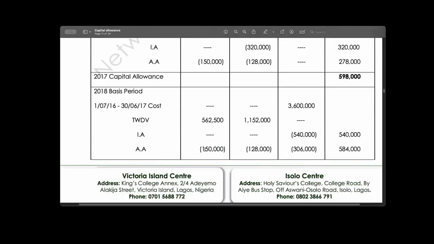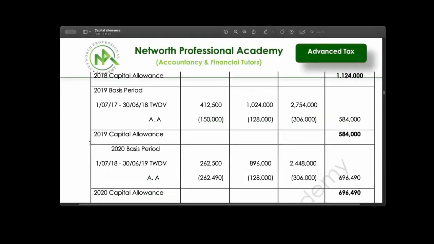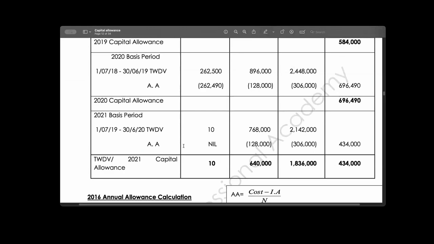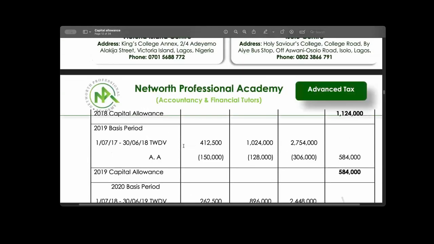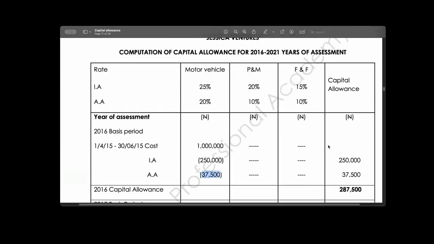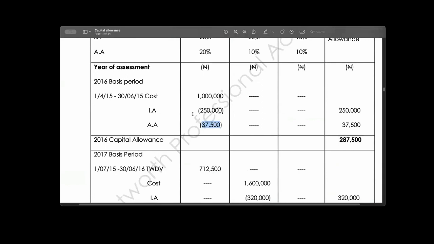So let me show you what we've done here. Look at it. We said 1 million minus 250 divided by 5. We know that the asset will be used for 5 years. Multiply by 3 over 12, we get this value. We can see the value here. And this last column here shall represent my capital allowance column. So if I have capital allowance in this second period and this third period, I'll just add the three together and bring it here. But in this question, we don't have something of such. So whatever you have here, you just bring it here and you tally it.